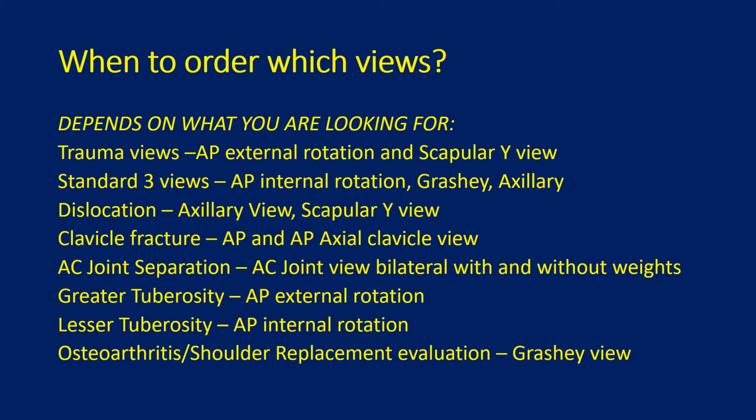For clavicle fractures, you must get an AP and AP axial clavicle view. For an AC joint separation, you want to get an AC joint view bilateral with and without weights. To visualize a greater tuberosity, you want the AP view in external rotation. To visualize a lesser tuberosity, you want the AP view in internal rotation. For osteoarthritis and shoulder replacement evaluation, you want the Grashey view, which looks at the glenohumeral joint.